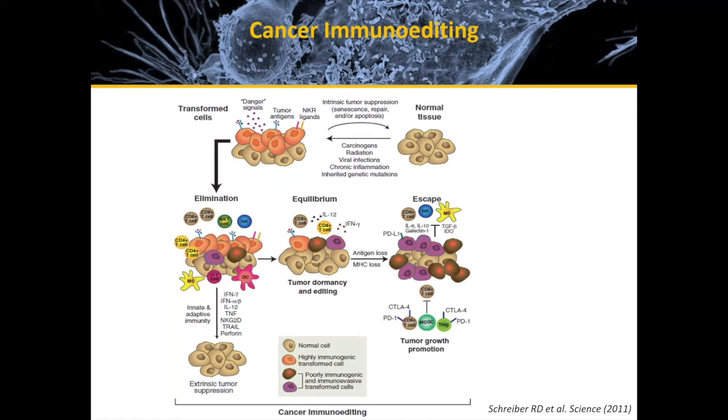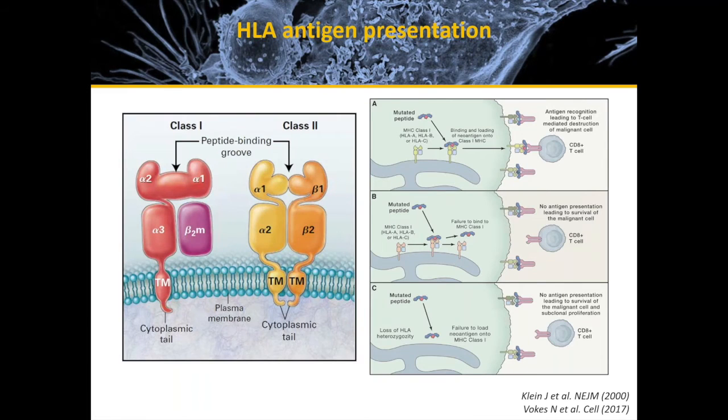During the last years, several models have been proposed for immune editing of cancers, and these studies demonstrated the key role of HLA class 1 and more recently HLA class 2 molecules. And as you can see on the next slide, the structure of HLA molecules, which is very well known.